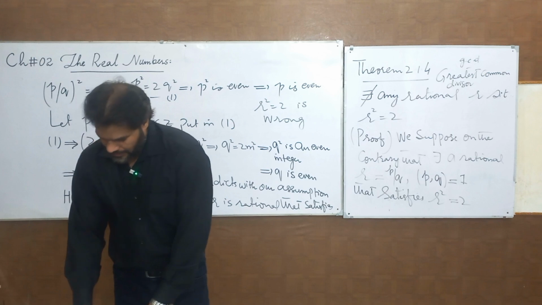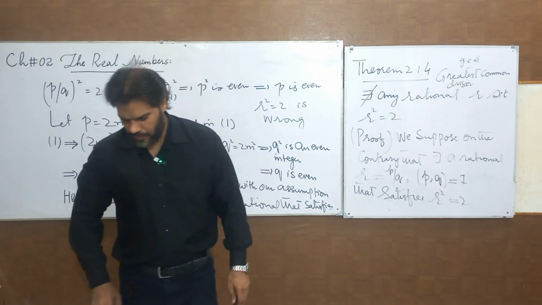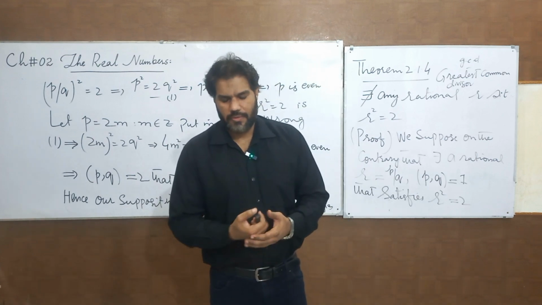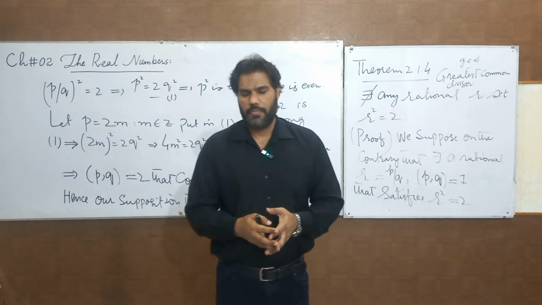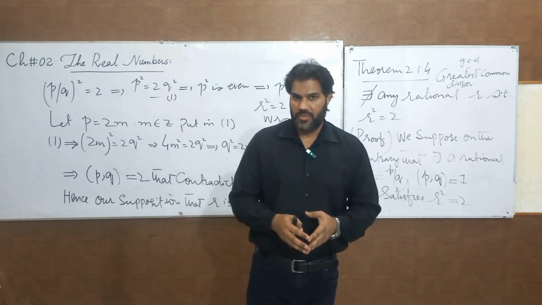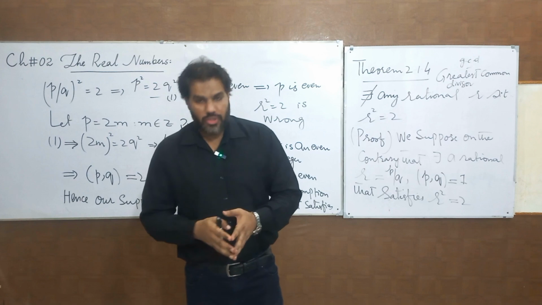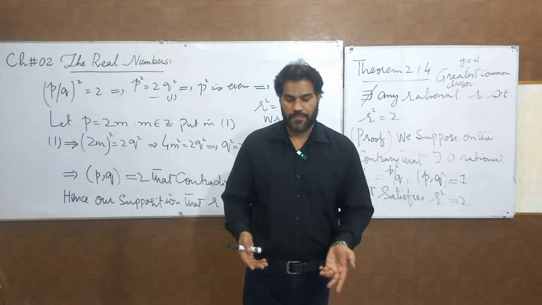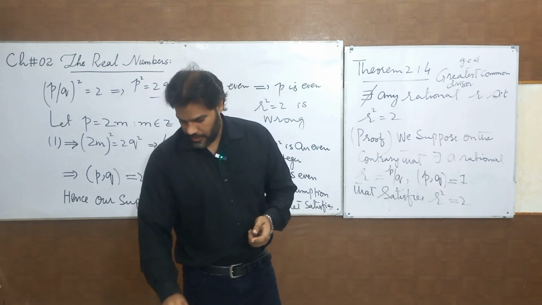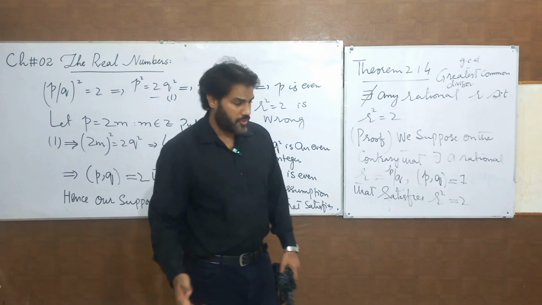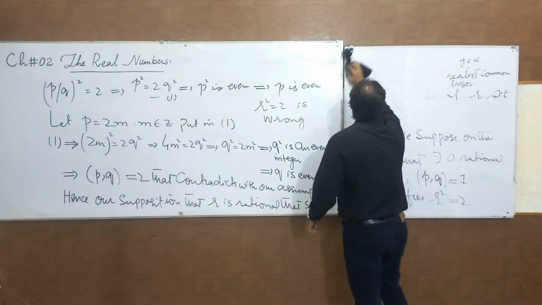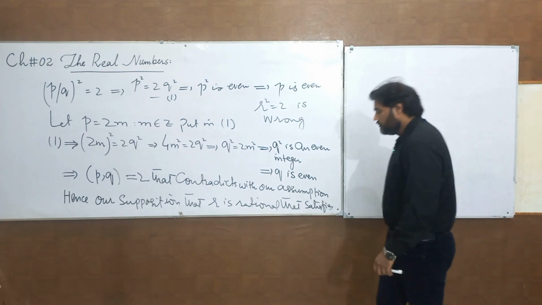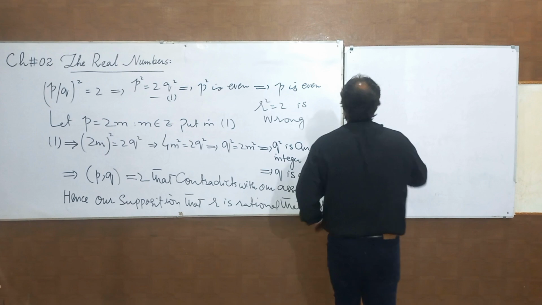Okay. Next, I am going to discuss the most important concept, which we can say is the backbone of this chapter, the order properties of R. Actually, the order properties of R shows the relationship between the two real numbers. So, firstly, I will give here a basic definition. Order properties of R.